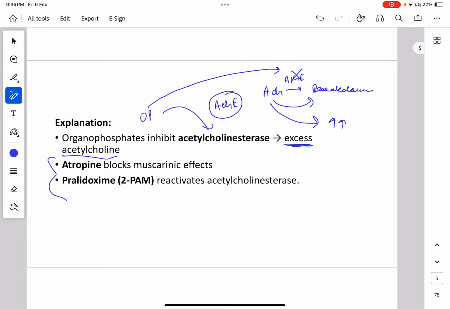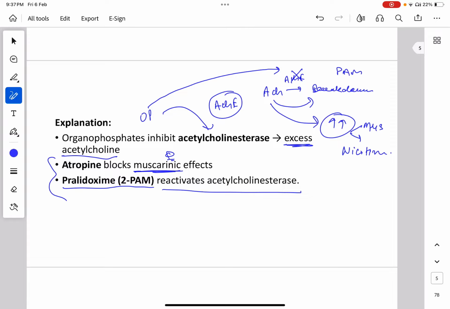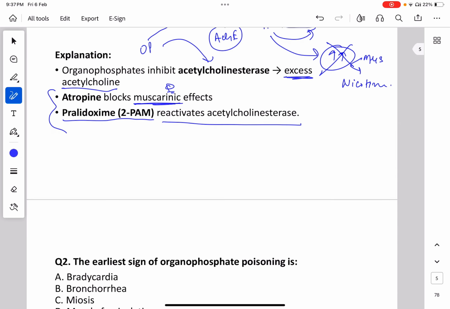And these are the antidotes. Atropine blocks the muscarinic effect. This is another MCQ question: there are two types of effects in case of increased acetylcholine levels or OP poisoning. First is muscarinic, and the other effect is known as nicotinic effect. So atropine blocks the muscarinic effects. Pralidoxime reactivates the acetylcholinesterase enzyme. The enzyme that was blocked, pralidoxime will again reactivate, and so acetylcholine breakdown will happen, and this increased level will come to normal. So this is how these antidotes work.